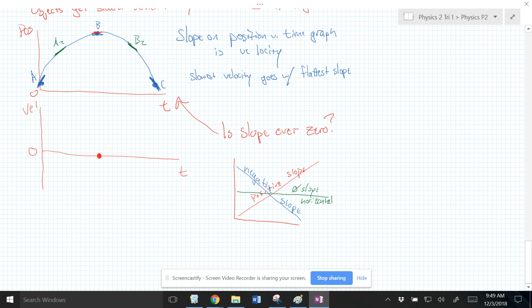When you compare the slope at that time to what the slope is going to be at C or what the slope was at B, what is that telling you about the velocity value?